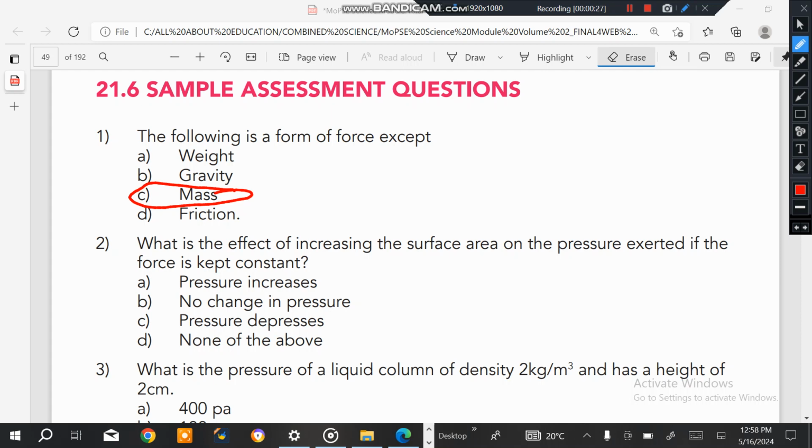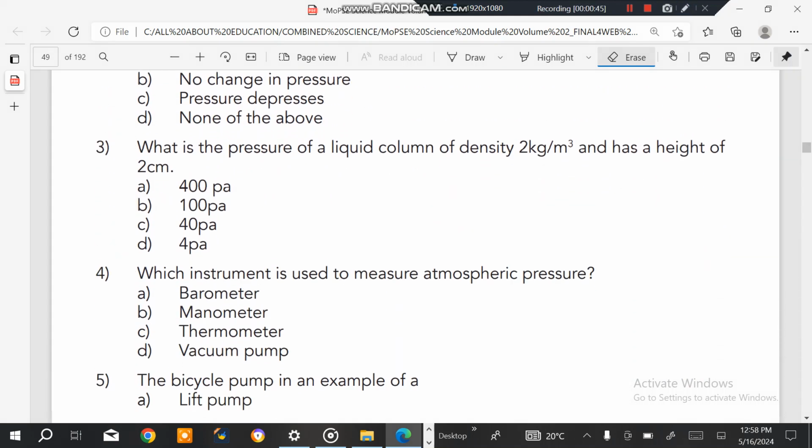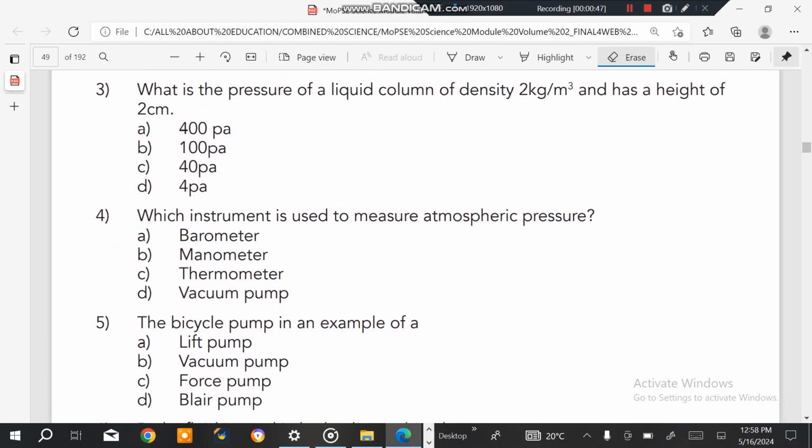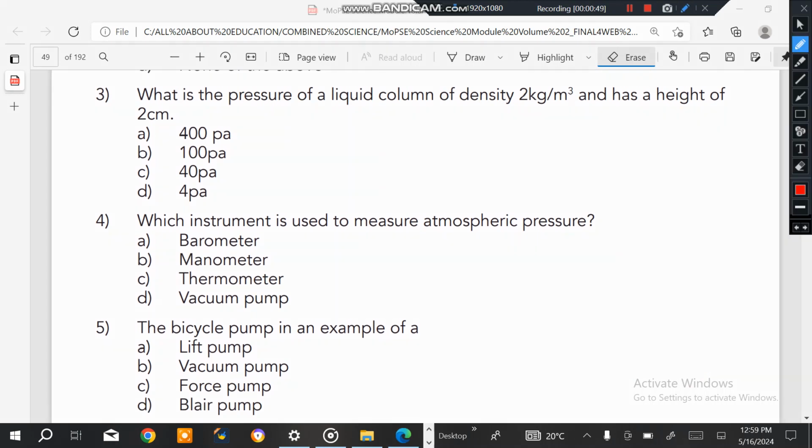What is the effect of increasing the surface area on the pressure exerted if the force is kept constant? The effect is very simple. Pressure decreases, which makes C the correct answer for number 2. Moving on to number 3. What is the pressure of a liquid column of density 2 kg per cubic meter that has a height of 2 centimeters?